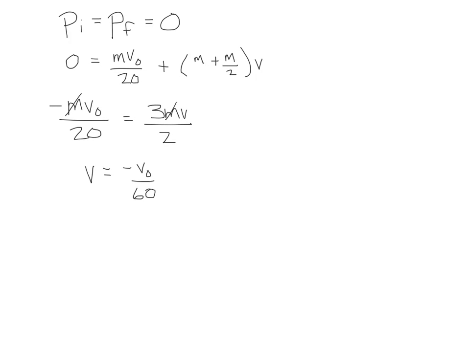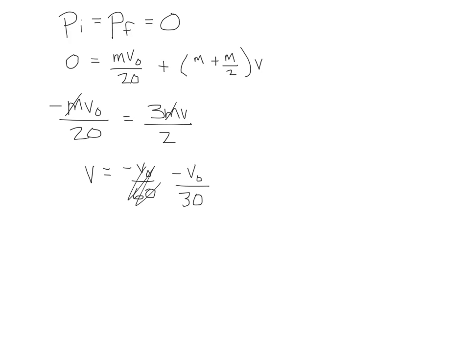So v comes out to negative v0 over, not 60, but 30, and the negative tells me that that is to the left. They did ask for speed, so it would be fine if the negative was not on your answer.